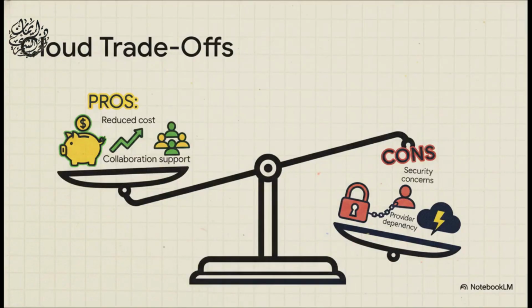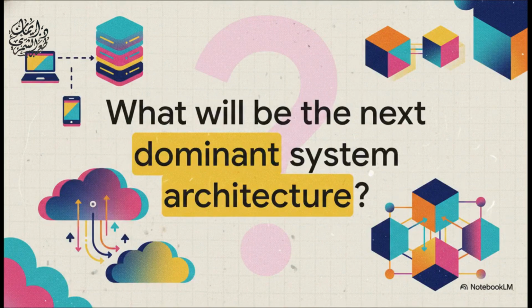But of course, the cloud isn't some magic solution. It's all about trade-offs. The advantages are huge. Lower costs, basically infinite scalability, and super easy collaboration. But the downsides are just as real. You're handing your data over to a third party, you're dependent on them, and you're at risk if they have a major outage. So we've gone all the way from the basic definition of a system to the globe-spanning cloud architectures that run our modern world.